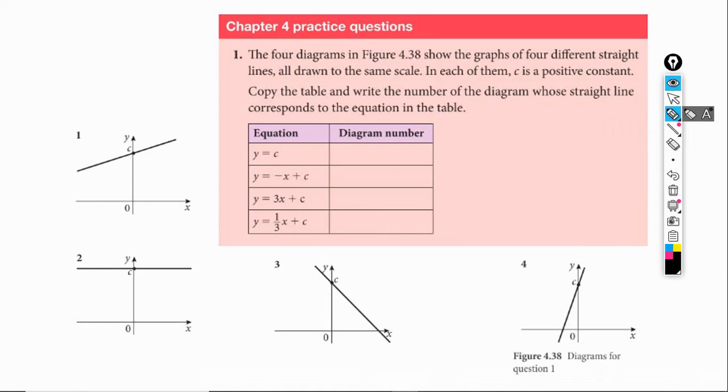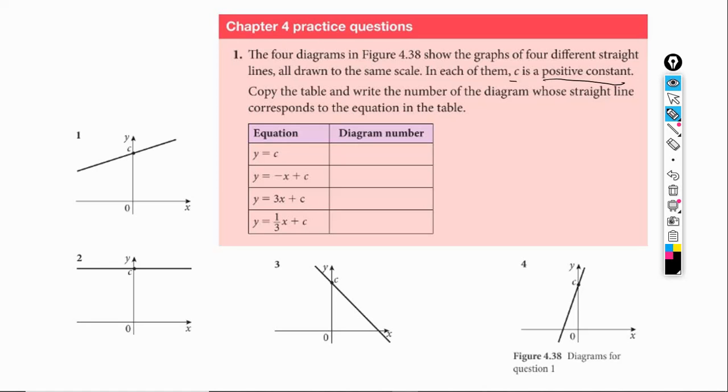It says that the 4 diagrams in figure 4.38 show the graphs of 4 different straight lines, all drawn to the same scale. In each of them, C is a positive constant. So C is a positive constant. Copy the table and write the number of the diagram whose straight line corresponds to the equation in the table. So let's look at the equation.